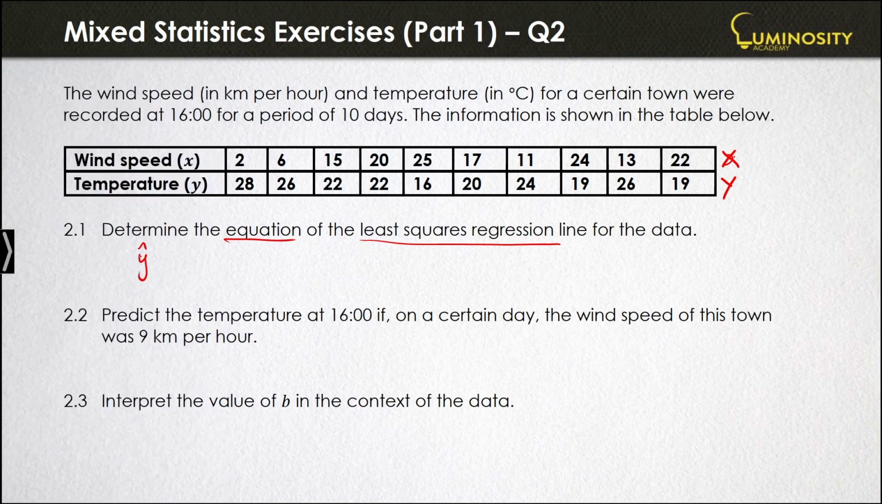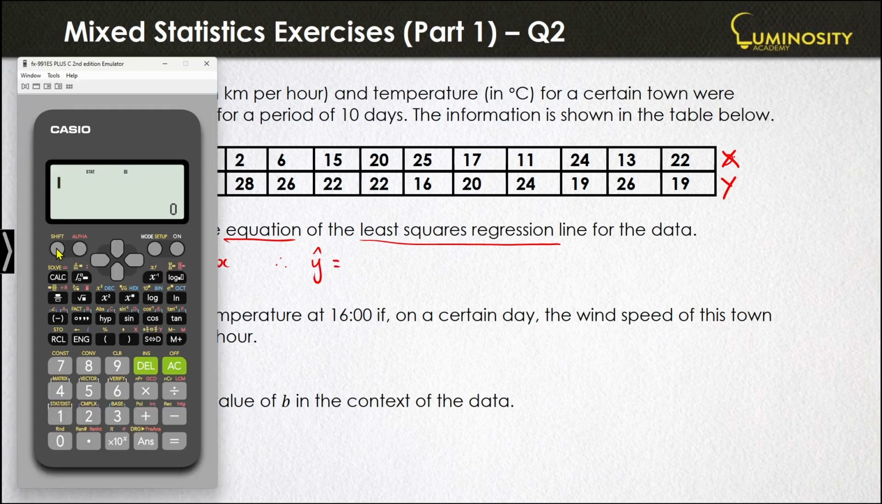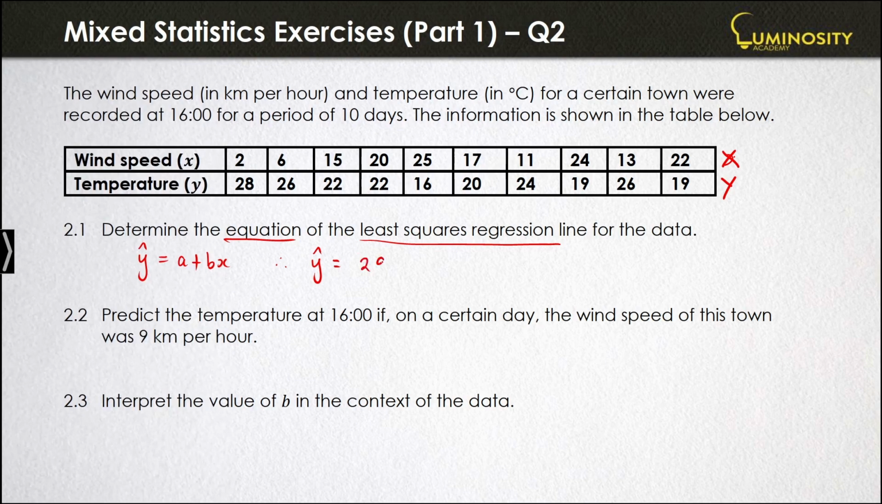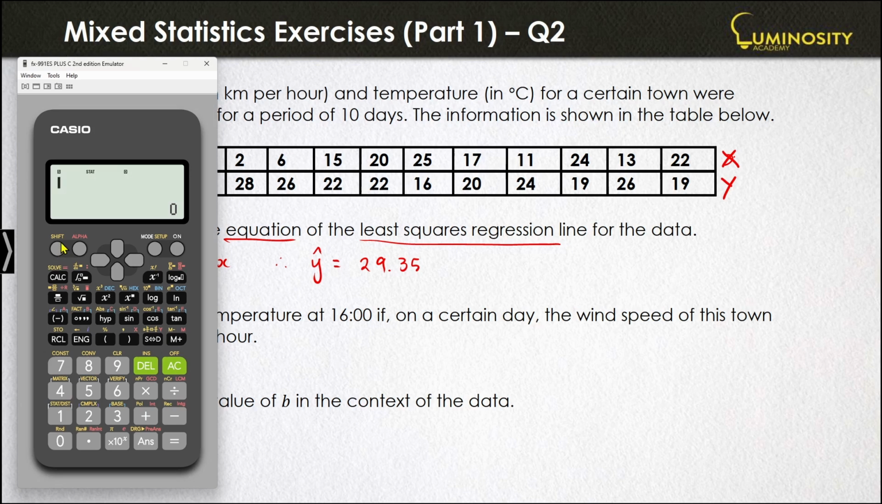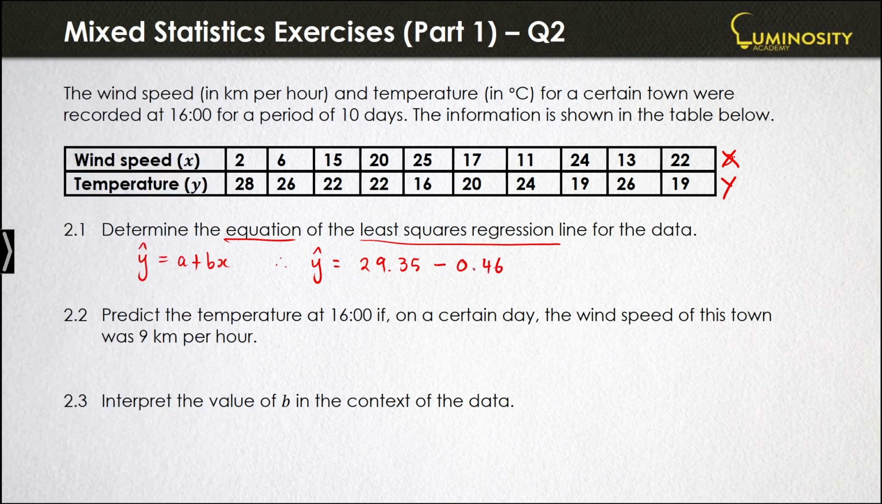So recall, the least squares regression line is y hat equals a plus bx, where the a and b values are found in the regression menu on the calculator. So I'm going to click Shift, Stat, Regression, and then find my a parameter. That's going to be 29.35 to 2 decimal places. Then for the b value, I'm going to click AC, Shift, Stat, Regression, number 2 for b, and it's negative 0.46 to 2 decimal places, times x. So there is the equation of your least squares regression line.